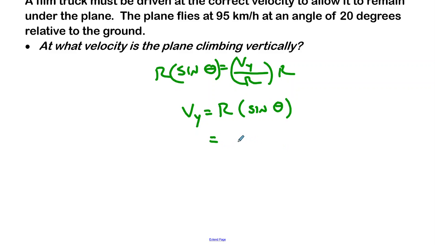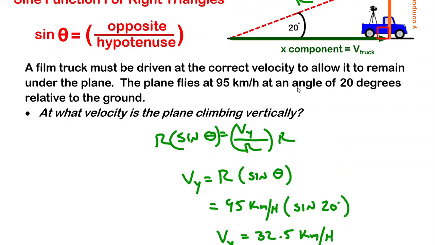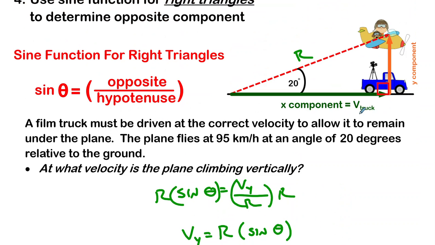And that is, let's see, r is still 95 kilometers per hour. And now I end up with sine of 20 degrees. So if I take that, sine of 20 degrees times 95, I end up with 32.5. So this is going 32.5 kilometers per hour.